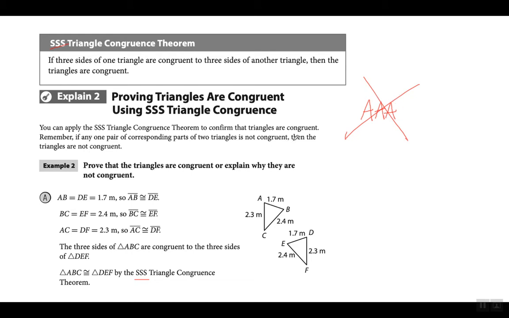Because you could have two triangles that have the same measure of their angles. Let me just say this is 90, 30, and 60, whatever. But they could be different sizes. One could be bigger than the other one or smaller than the other one. So angle, angle, angle does not exist. Only side, side, side. Let me repeat all this in Spanish.